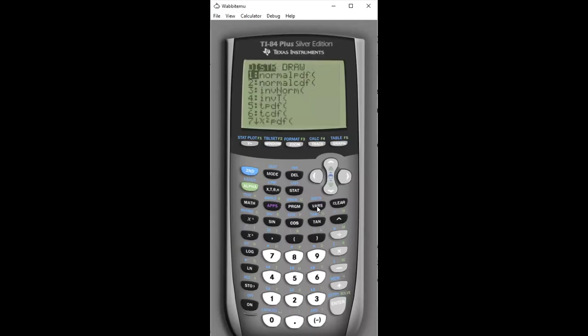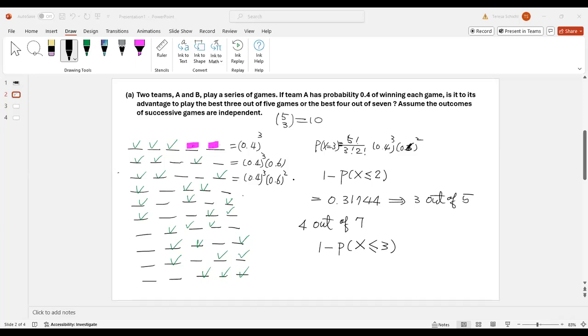Okay, so let's do the calculator again. You press second vars, then go down to binomial CDF here. Now your trials is how many? 7. And the x value is how many? 3, right? So now you have 0.71028. You use 1 minus the answer. So what do you have? 0.28972. Okay, let's go back to our problem now. We just calculated this probability, and it will be 0.28972.